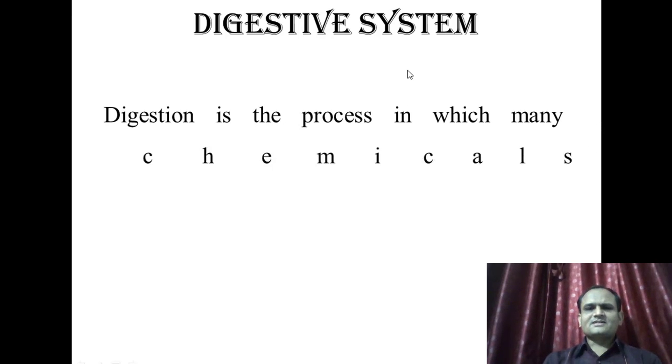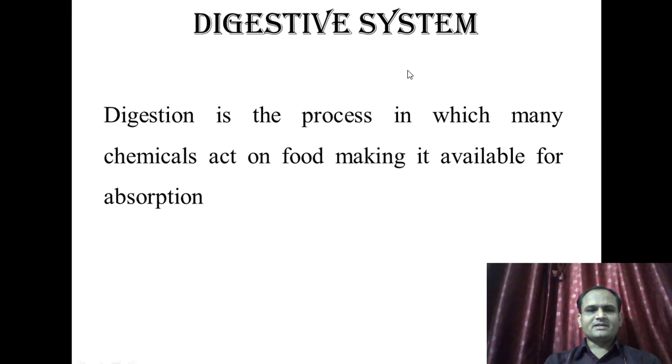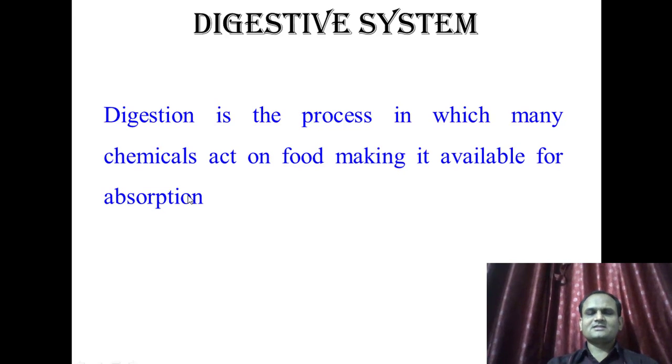So the importance of the digestive system is what? The digestion. So what is digestion? Digestion is the process in which many chemicals act on the food, making it available for absorption. But digestion is not the only thing the digestive system has to carry out. Once digestion is over, the next function is to provide the site for absorption. So digestion is the process in which chemicals act on the food particles in order to make them available for absorption.